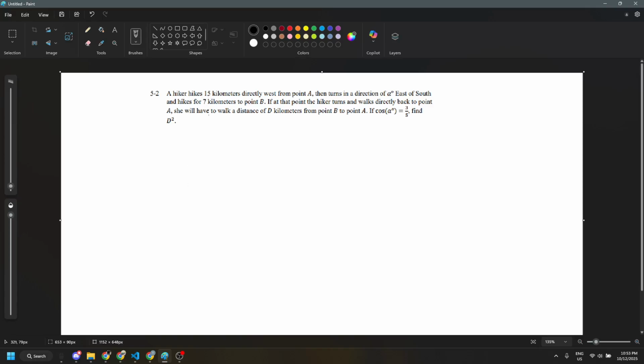A hiker hikes 15 kilometers directly west from point A, then turns in a direction of 8 degrees east of south. Okay, so point A, he goes 15 kilometers directly west. He starts here, goes here. Then if this is south, he turns in a direction 8 degrees east of south. So he goes this way.